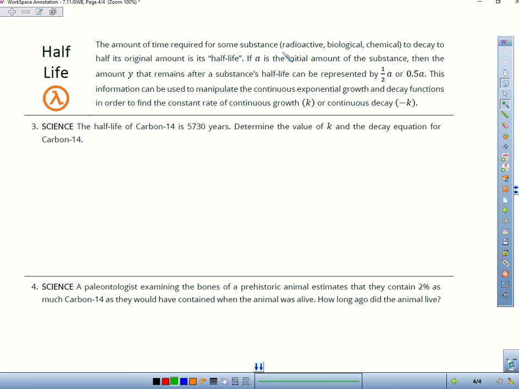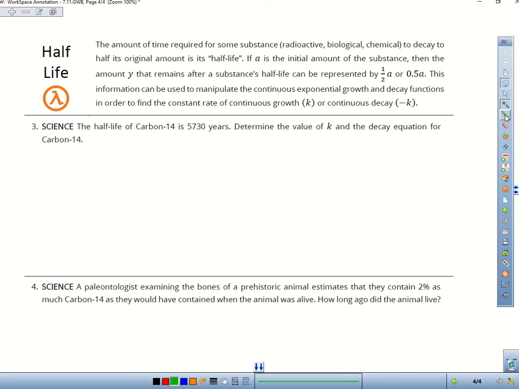So the amount of time required for some substance, radioactive, biological, chemical, to decay to its original amount is its half-life, half of its original amount. If A is the initial amount of the substance, then the amount y that remains after the substance's half-life can be represented by 1/2 A or 0.5 A. This information can be used to manipulate the continuous exponential growth and decay functions in order to find a constant rate of continuous growth or continuous decay.